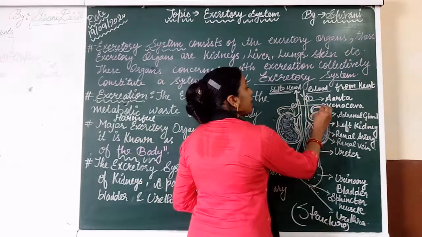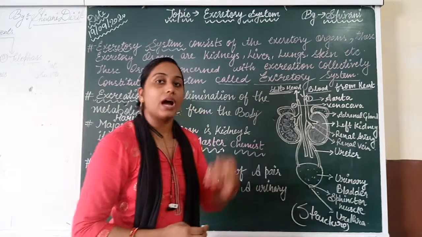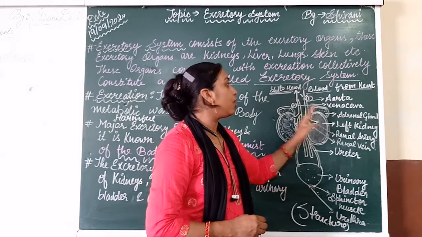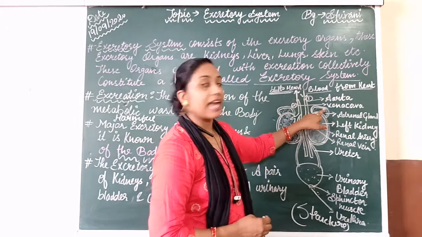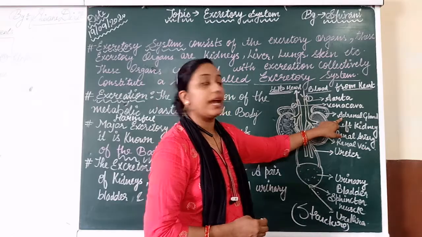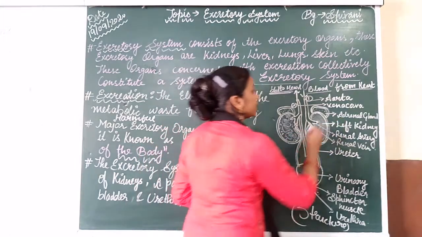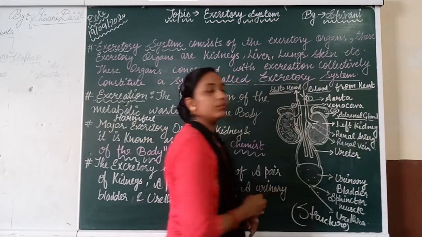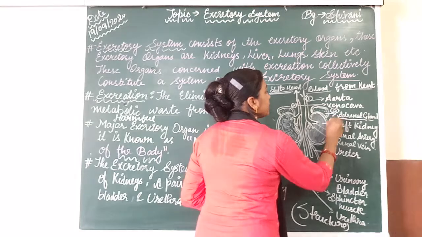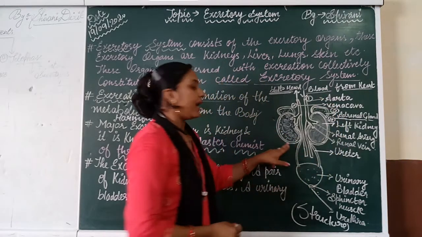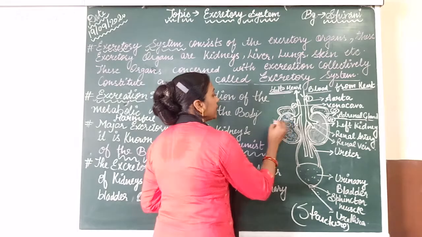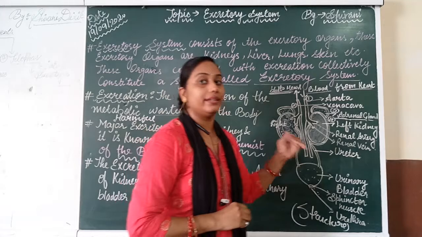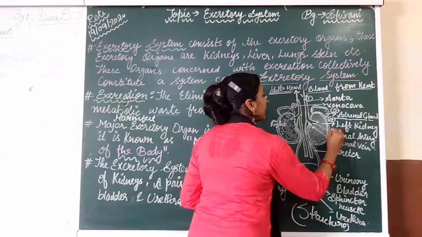There is a cap-like structure present on the top of the kidneys, on both sides, left and right. This cap-like structure is known as the adrenal gland, and the adrenal gland is concerned with chemical secretions. This is part number 3. The fourth is the left kidney, and if we label number 5, that will be the right kidney.